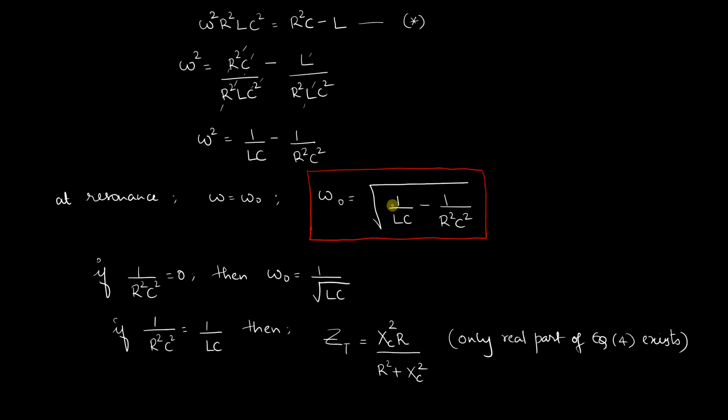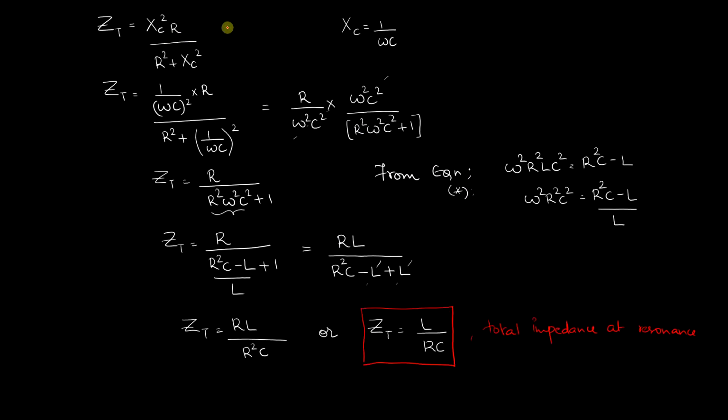If not, if you are considering this to be equal to something else, this entire term will disappear. Then what we are doing is, you know that at resonance the imaginary part of the equation is 0, so what exists is only the real part of the expression. We are considering that real part, substituting for XC in terms of omega, considering the expression for omega and the remaining part of the expression, that is omega square R square C square. It will vary from derivation to derivation. Just substitute that and obtain the final expression.